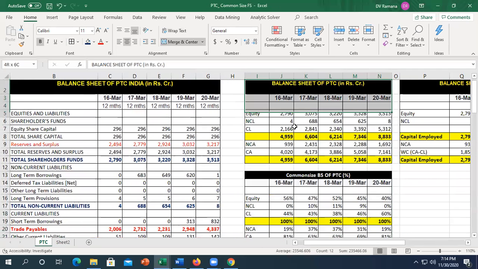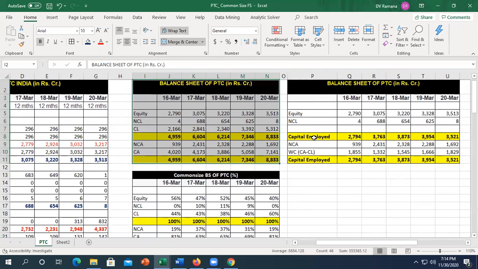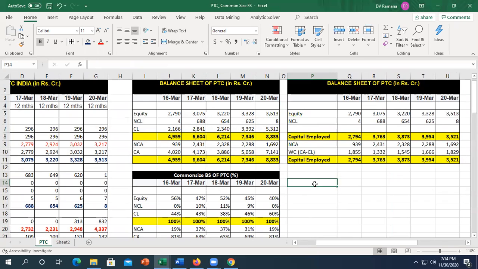Now, the same balance sheet can also be further condensed with a focus on, let us say, capital employed. Capital employed is the long-term source of a company. The long-term source consists of equity and non-current liabilities. You can see that PTC has not been depending on loans. PTC is having positive equity, so the capital employed has increased because of the equity.